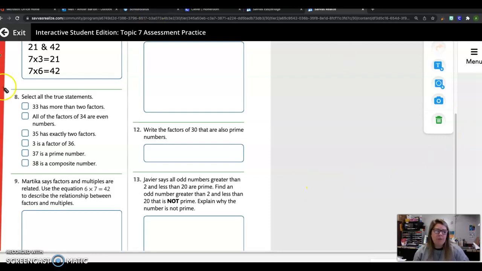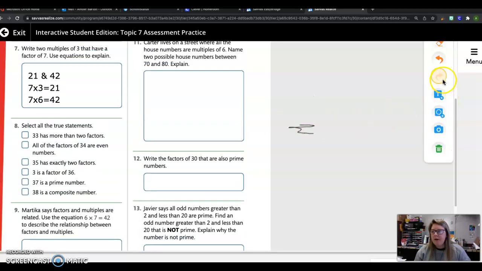Alright, so the first one says 33 has more than 2 factors. We already know that 1 and 33 are going to be factors, but if we were unsure, we could list out the factors of 33. But I know that 33 has more than 2 factors because 11 times 3 equals 33. So I know that is a true statement.